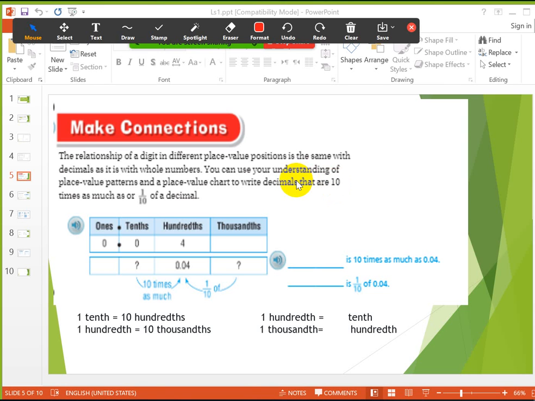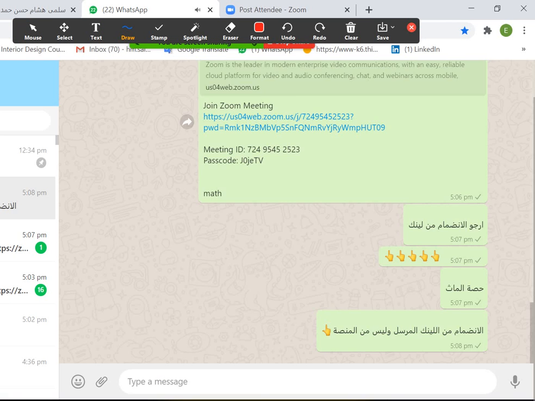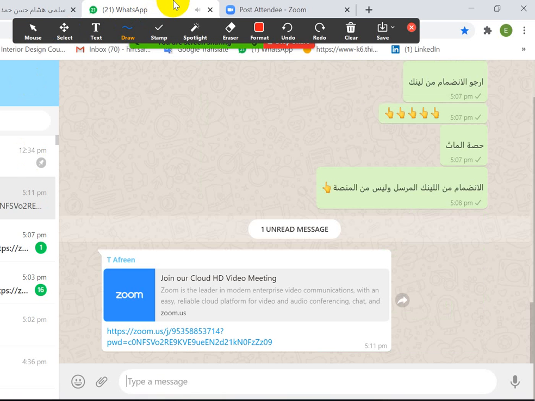Okay, girls, we will continue today our lesson that we started yesterday. Today we will talk about thousands and decimals and how I will find the relationship between the digits. So we will continue with the same idea.